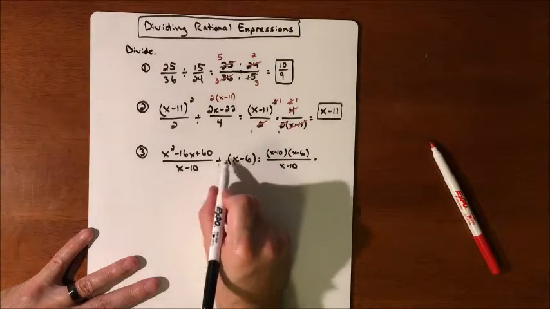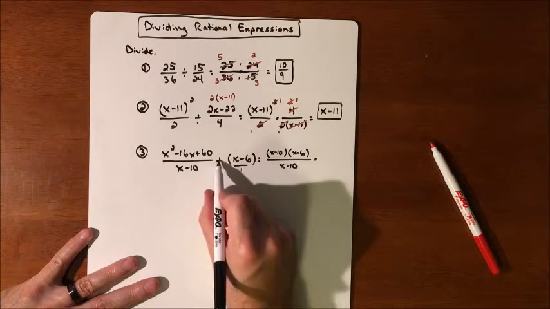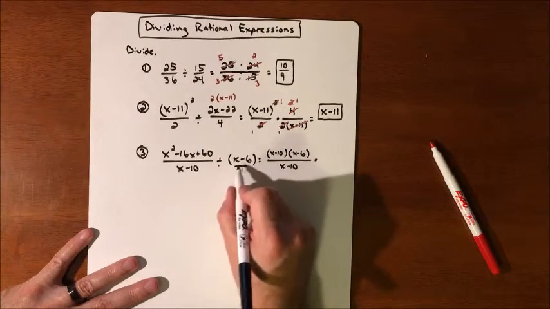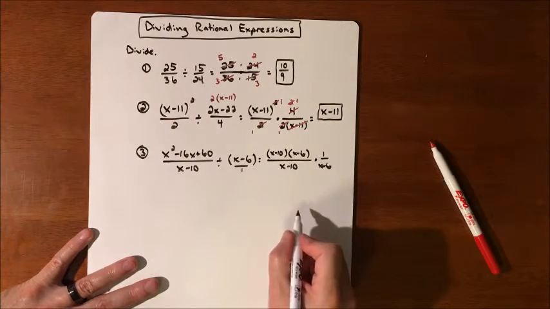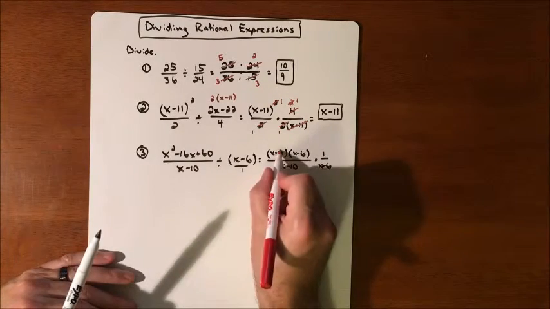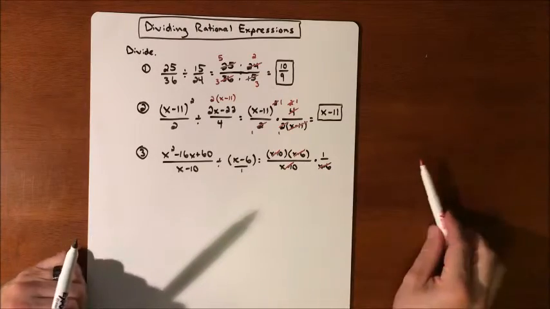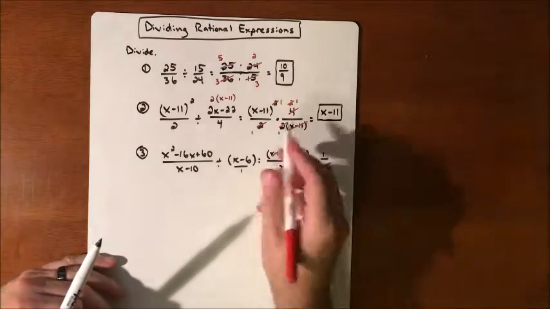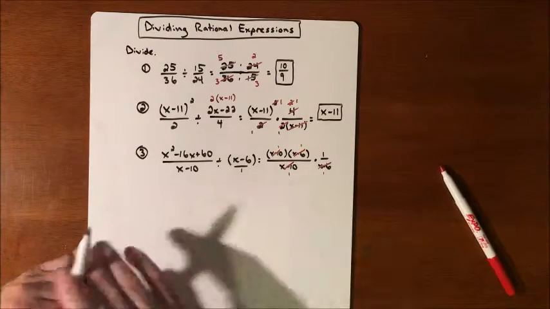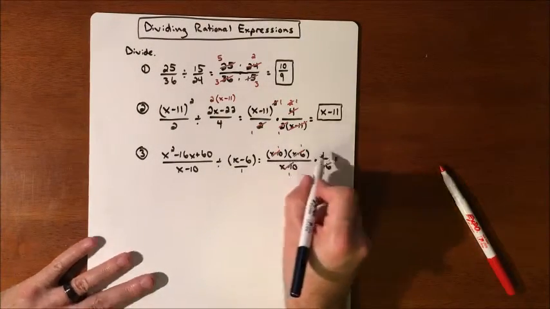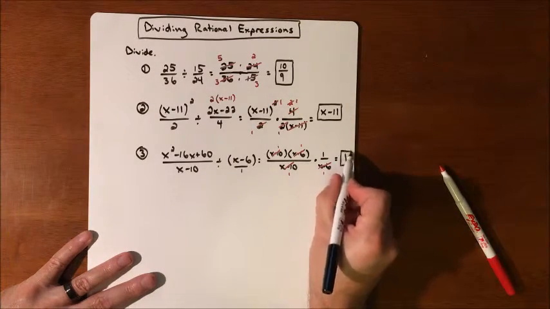And then instead of dividing by this, I can put this over 1, because I'm going to multiply by its reciprocal. So I'm going to flip this: 1 over x minus 6. And I have the x minus 10s cancel and the x minus 6's cancel. So I'm left with a bunch of 1's multiplied together. So I have 1 times 1 times 1, 1 times 1. That's just going to be 1 over 1, which is just 1.